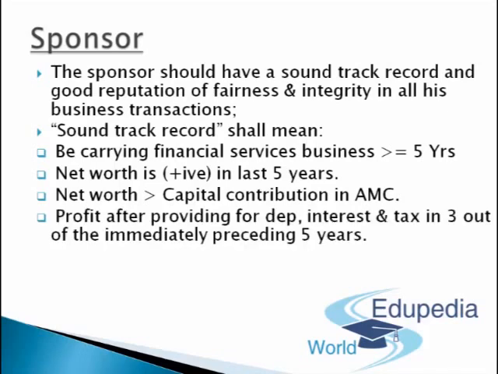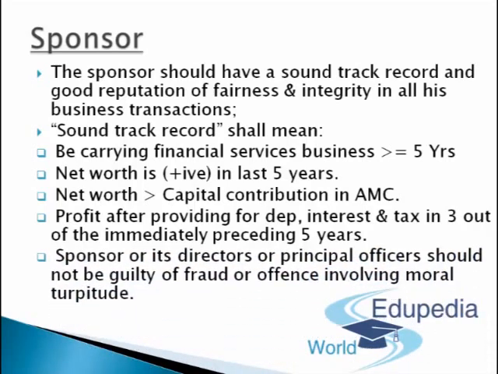The sponsor has profits after providing for depreciation, interest, and tax in 3 out of the immediately preceding 5 years, including the 5th year. Apart from that, a sponsor needs to be a fit and proper person if he is an individual. If it is a company, still, as a company, it needs to be a fit and proper person. The sponsor or any of its directors or the principal officer to be employed by the mutual fund should not have been guilty of any kind of fraud, or been convicted of any offense which involves moral turpitude, or been found guilty of any economic offense.